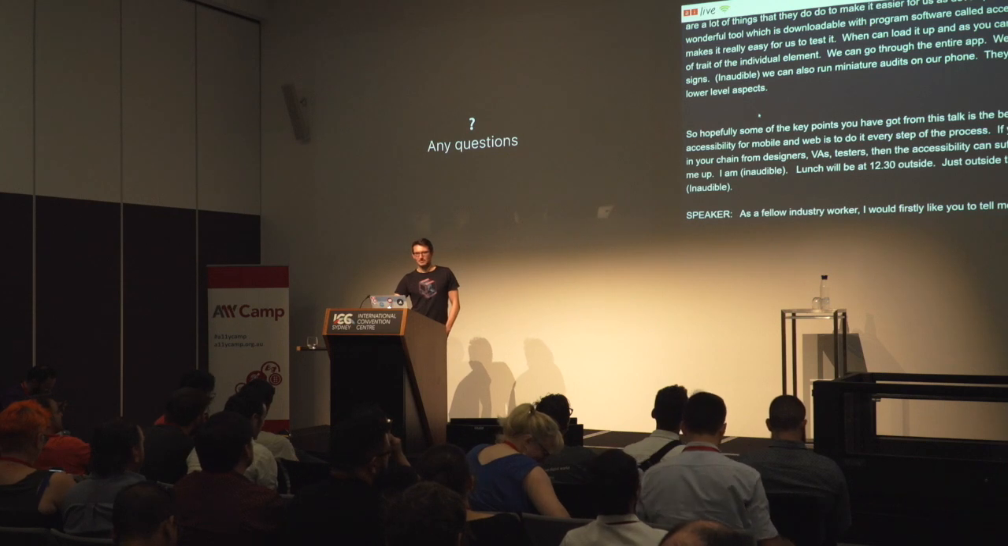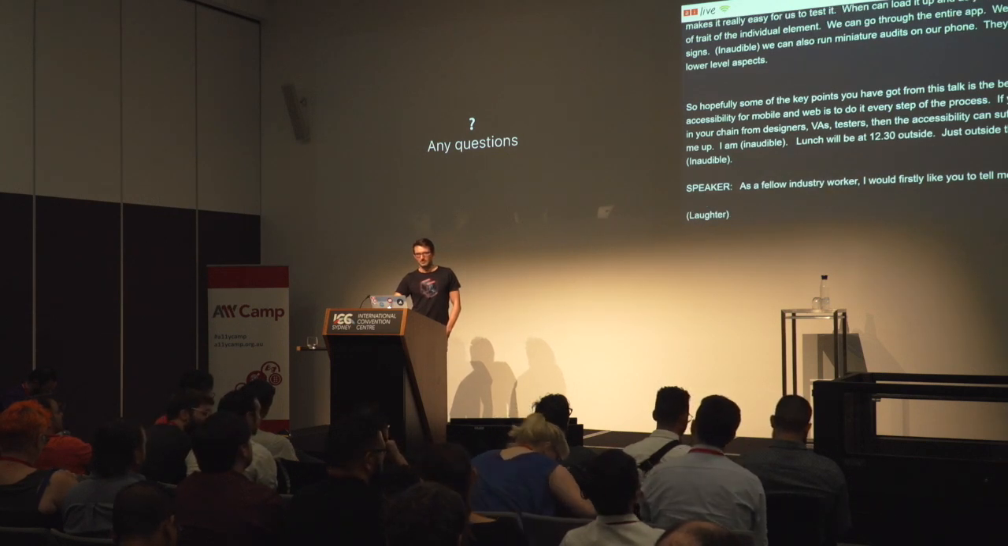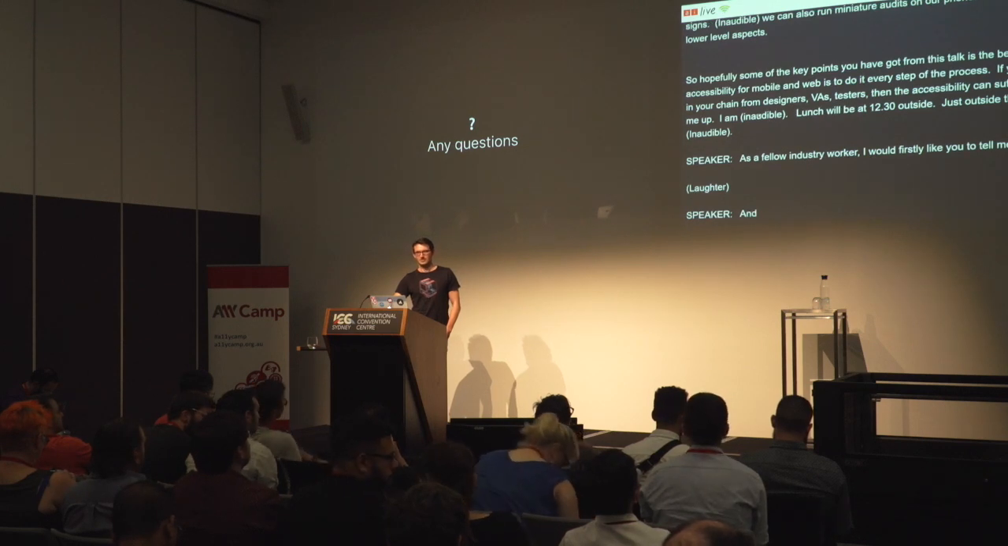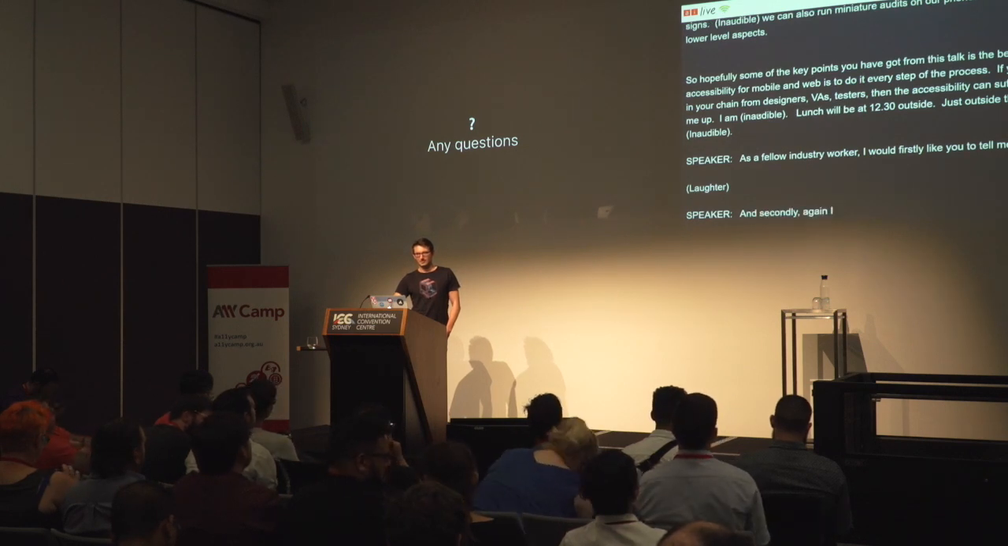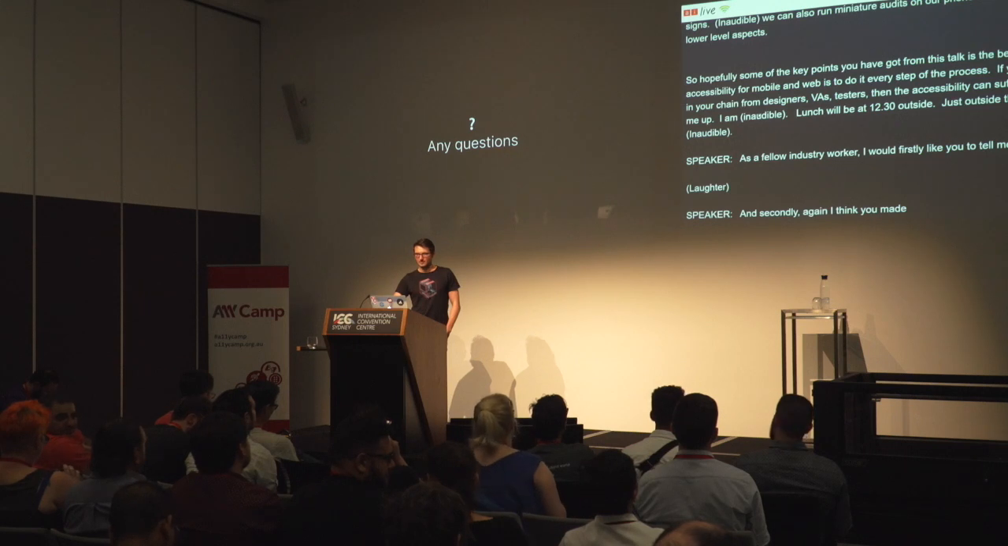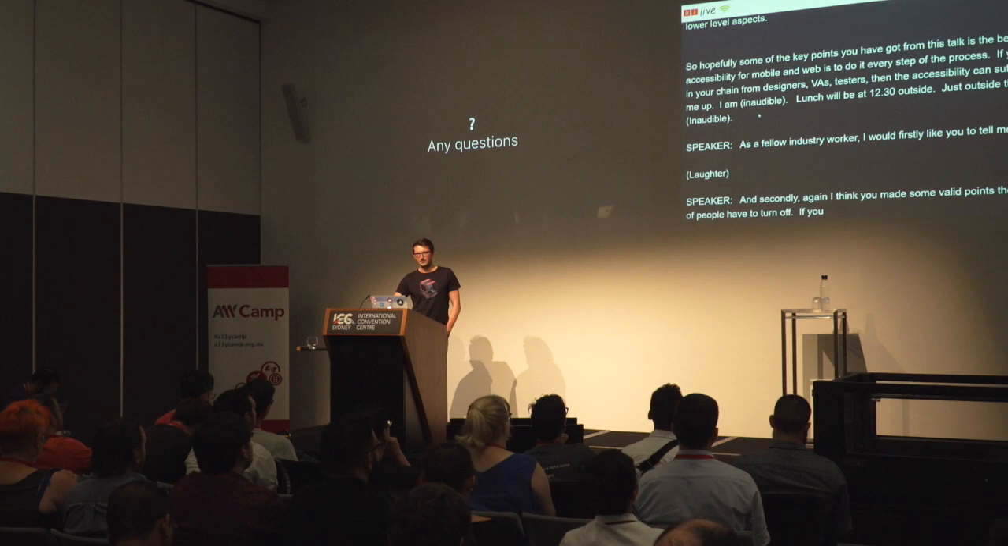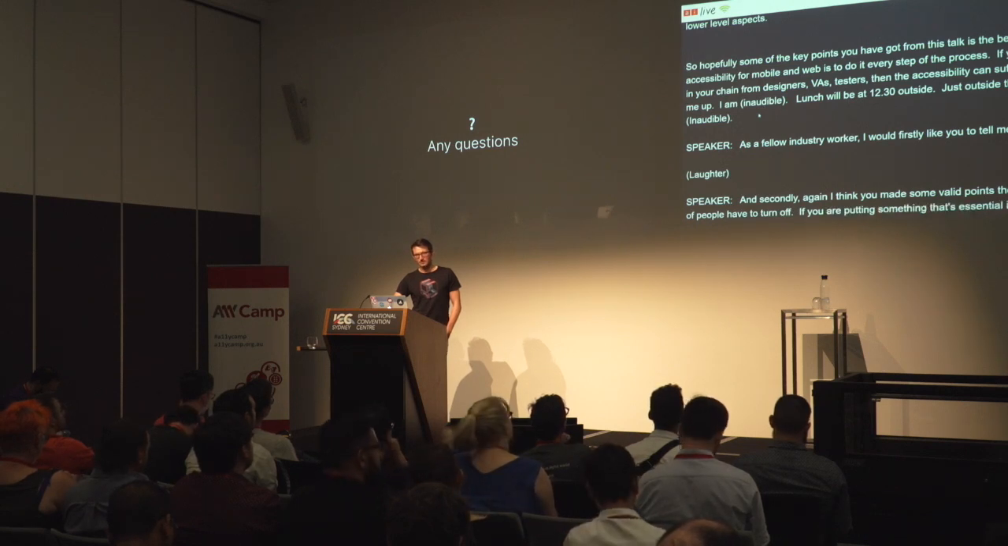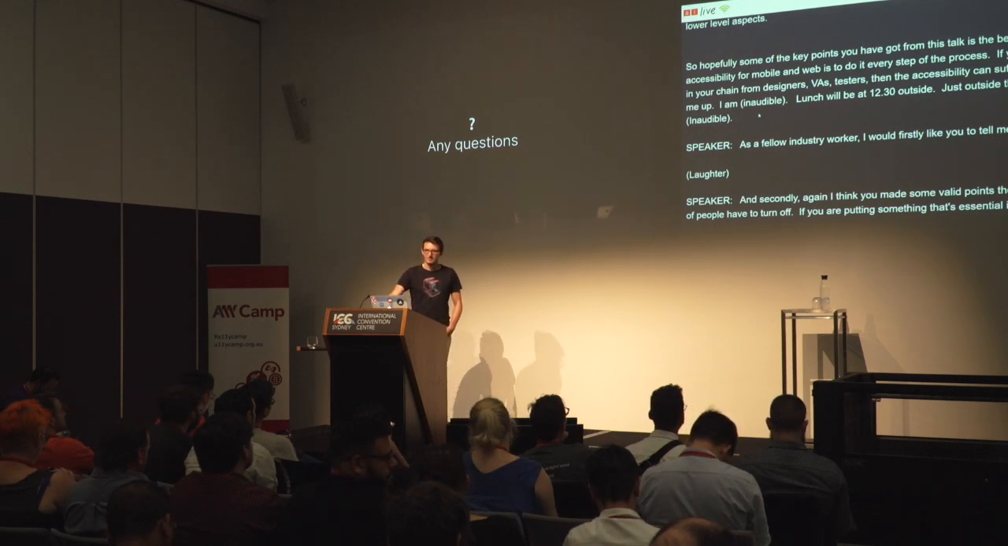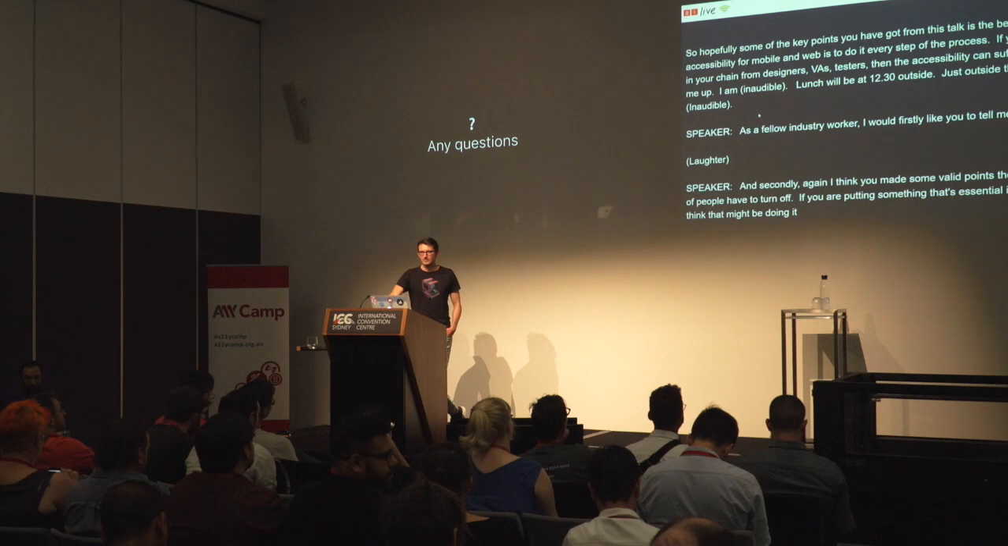And secondly, regarding your point around hints, again, I think you made some really valid points there. The thing with hints, a lot of people have them turned off. So if you're putting something that's essential into your app, you might think about maybe putting it in a label. Yeah. Because a lot of people work with hints off until they can't figure something out, and then they might turn them on.